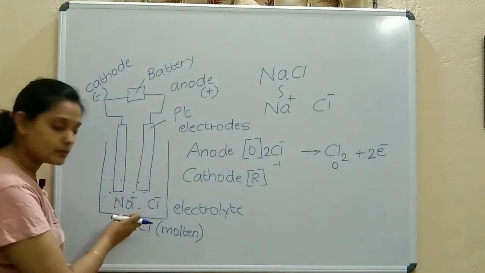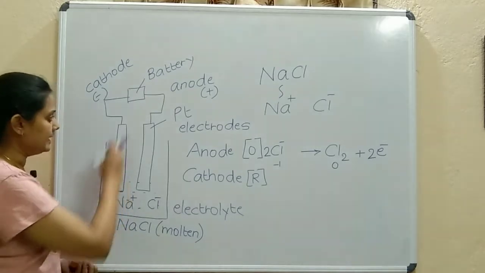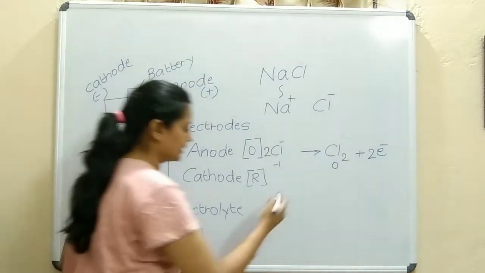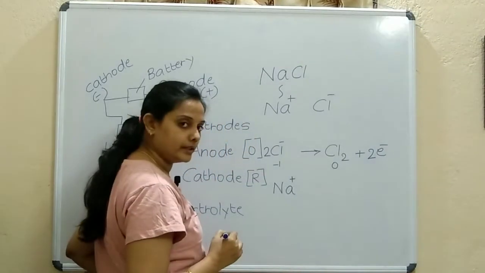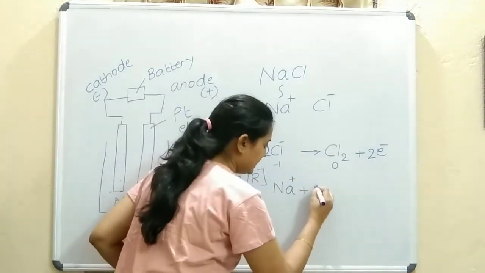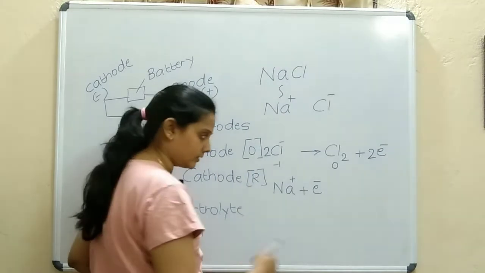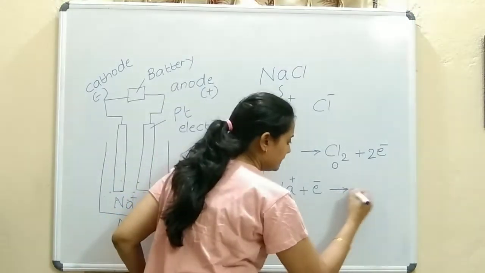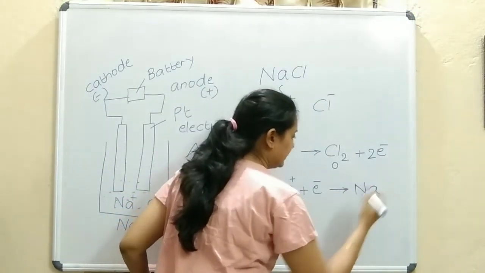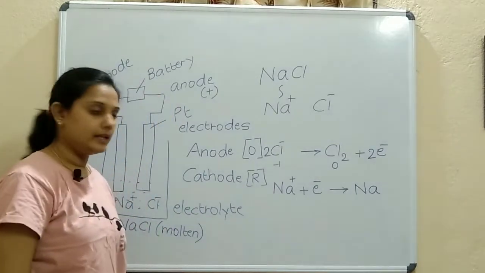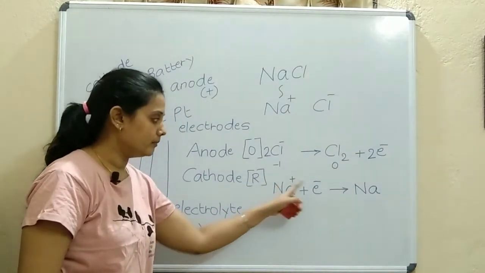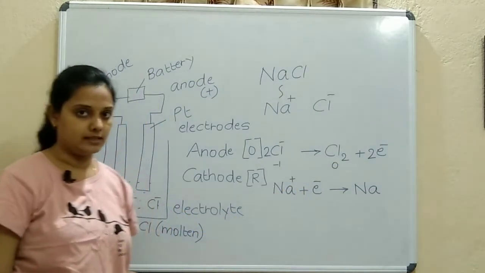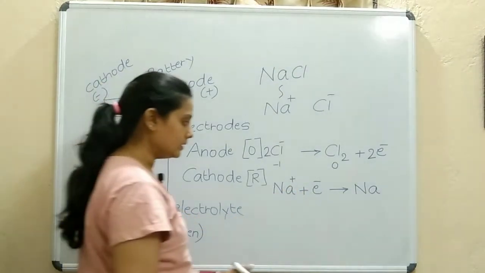So which ion is moving towards the cathode? Na plus is moving towards the cathode. So I will write here Na plus. Right? It is gaining electrons. It is taking electrons, gaining. So this will reduce to Na. Here both sodium atoms are balanced, 1 electron minus and positive, 0 charge. Right? Charge is also balanced.